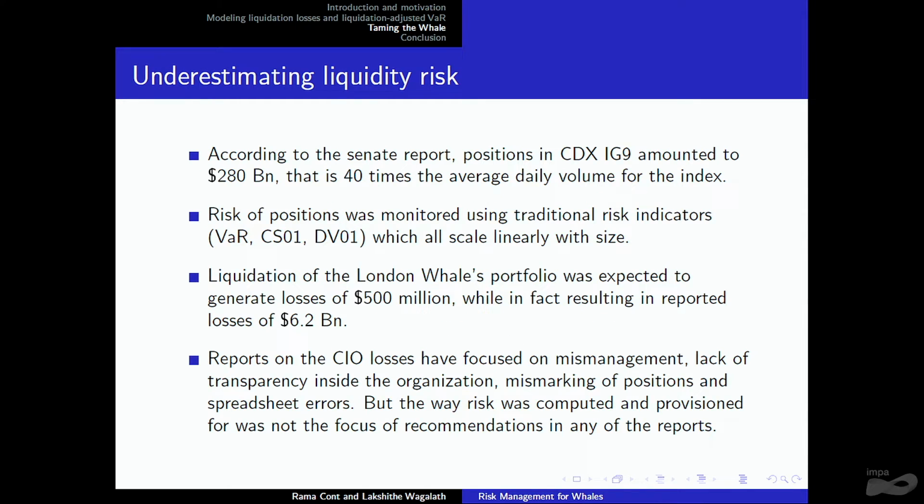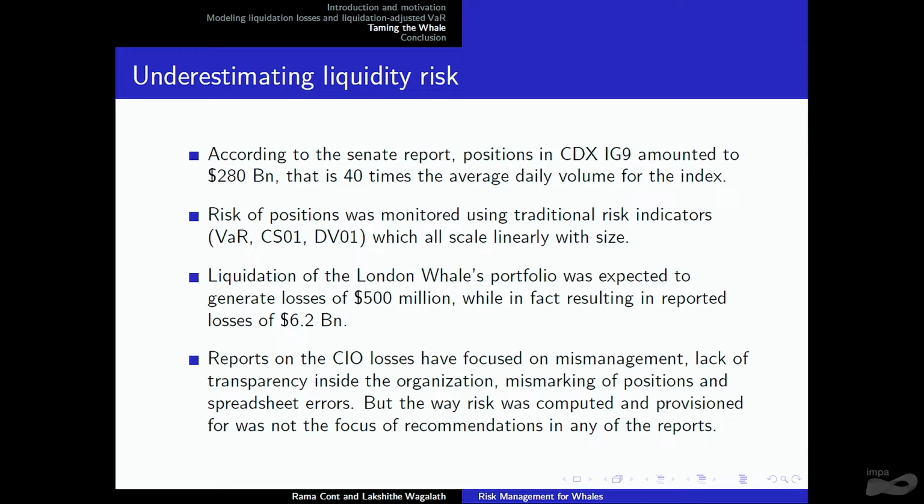So if you look at what Raphael was saying, if you look at the IG9, which is a liquid index, the positions built up by the JP Morgan CIO were in IG9 40 times the average daily volume. So it was a super huge position.